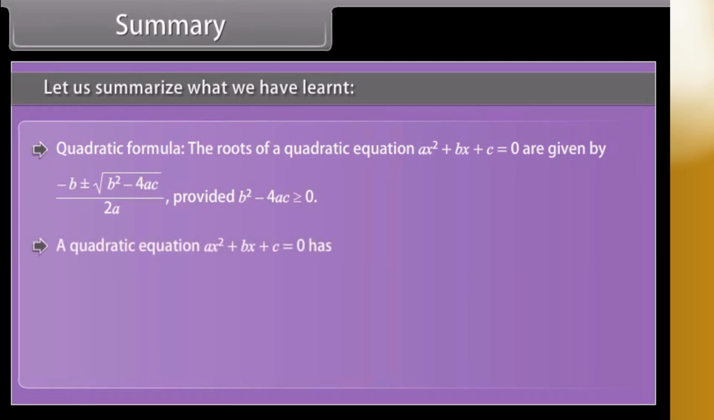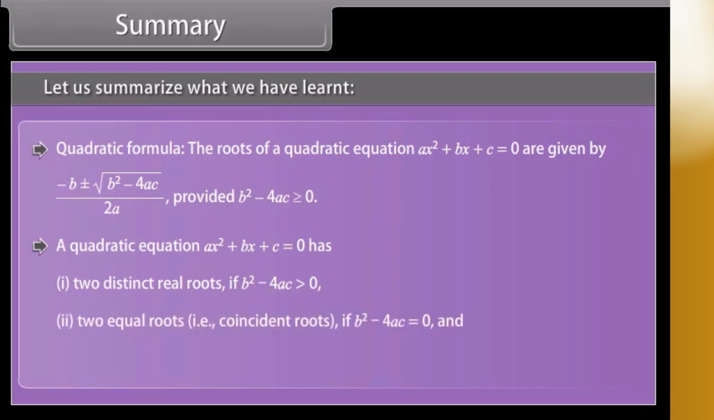A quadratic equation ax² + bx + c = 0 has 1. Two distinct real roots if b² − 4ac is greater than 0, 2. Two equal roots, that is, coincident roots, if b² − 4ac is equal to 0, and 3. No real roots if b² − 4ac is less than 0.